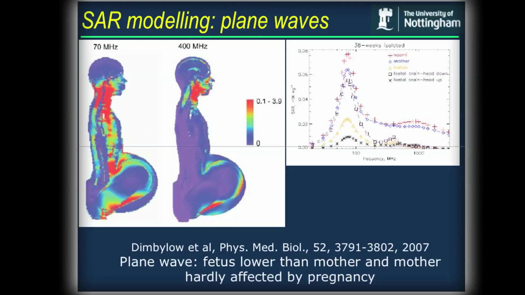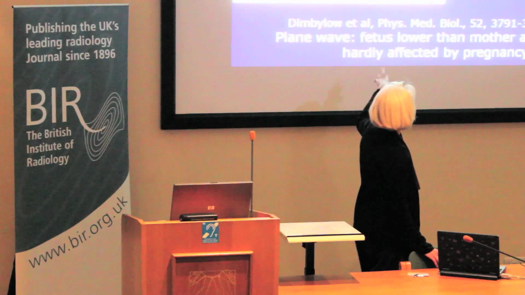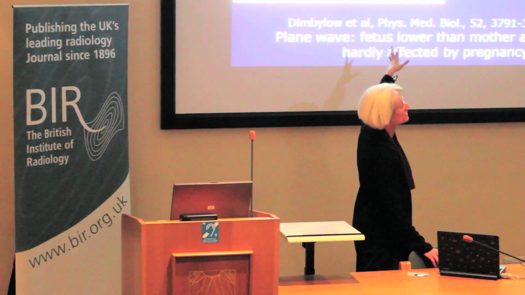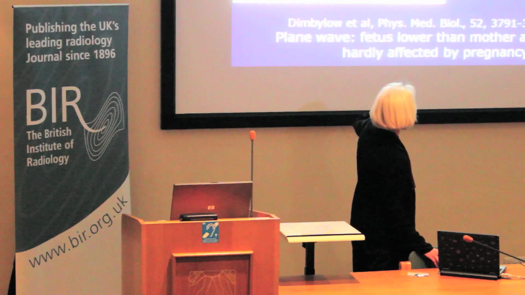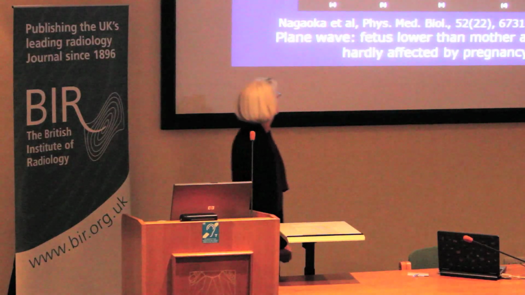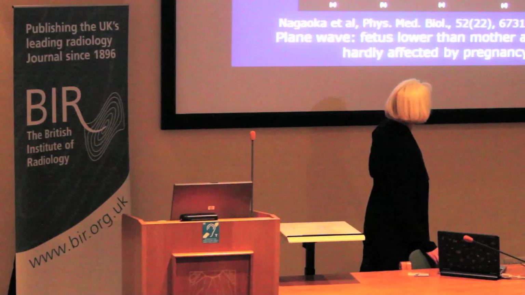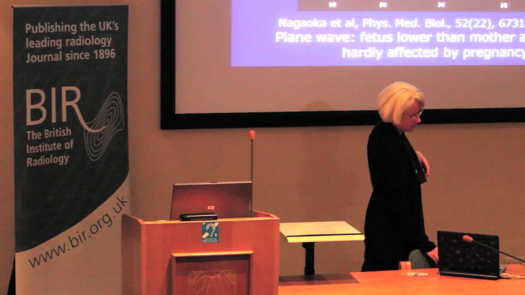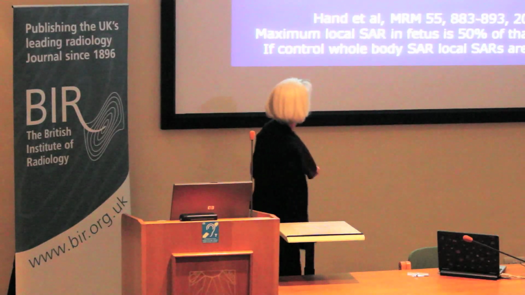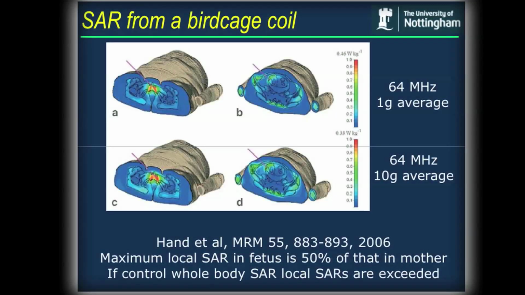This is the SAR maps with different field strengths. Interestingly, the RF deposition at high field, 3T, is somewhat less than at lower field within the fetus. Similarly, again, the fetus had lower SAR than the mother, and the mother had hardly any change in SAR with pregnancy. Looking at a birdcage coil, this is from London, Jeff Hand, looking at the SAR on the fetus again, the maximum local SAR on the fetus is 50% of that of the mother.